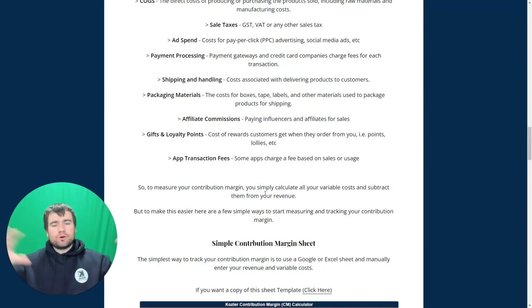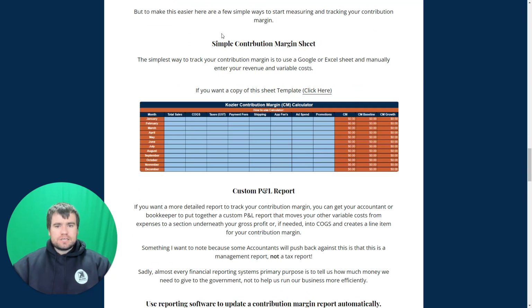And all you have to do is bring all that together, minus your revenue, and then you've got your contribution margin. So a couple of ways that we can do this is a simple contribution margin sheet. You can download this template where you just put your total sales in, and then you minus your cost of goods sold, your sales taxes, your fees, shipping, app expense, ad spends, and promotions. You put that all in here, and it'll give you a contribution margin amount here. And then you can put your baseline. What we call baseline is basically last year's contribution margin for that corresponding month. And then you can see how much your contribution margin is growing overall.